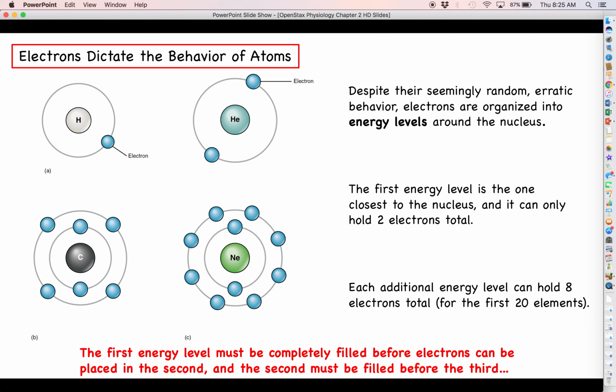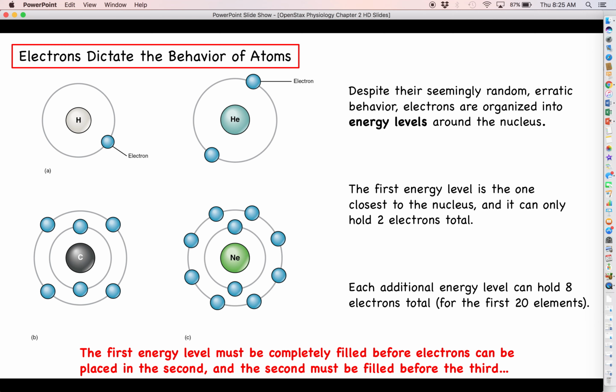And the general rule for biologically relevant elements, meaning the first 20 up to calcium, is that each additional energy level after the first can hold up to 8. Now, that stops being true after you go beyond calcium, but we're going to keep things simple and assume that it is true, and it is true for the first 20 elements.